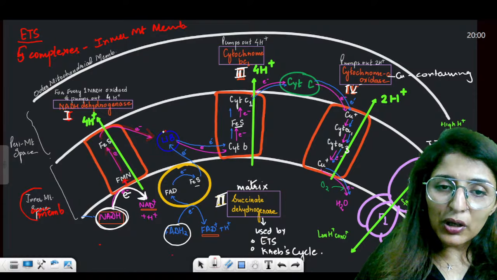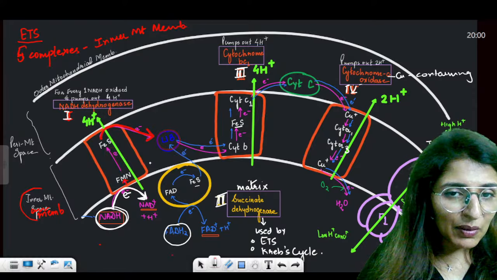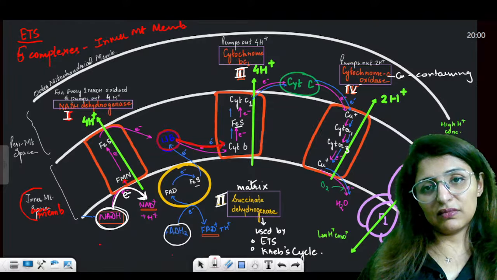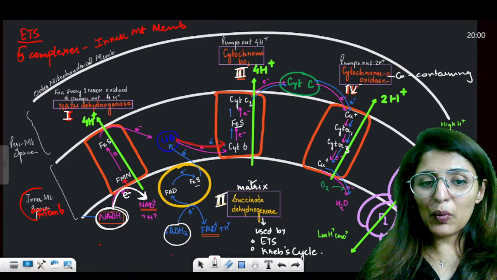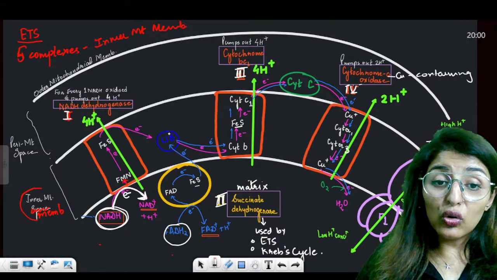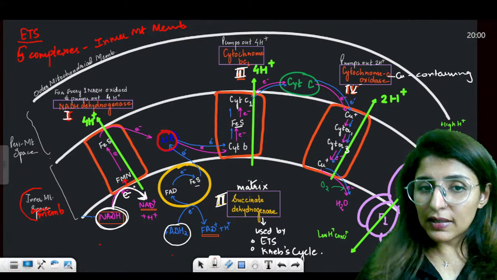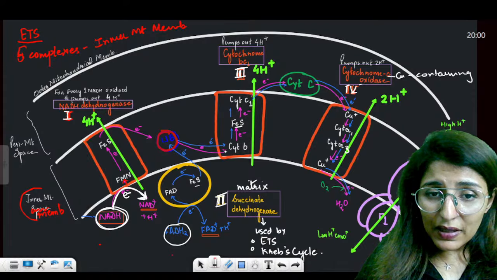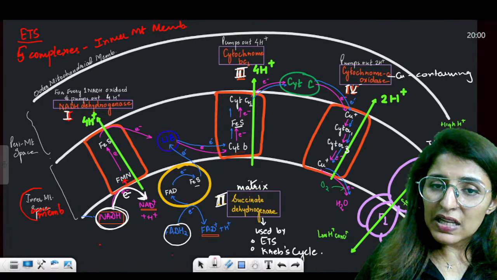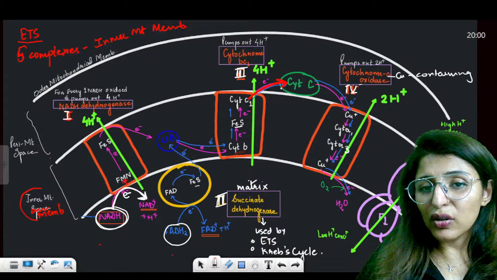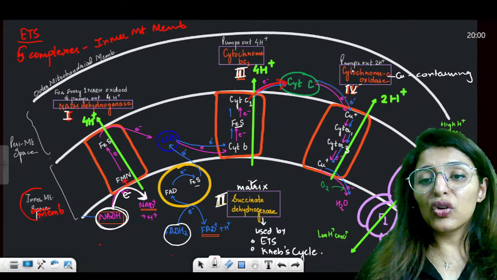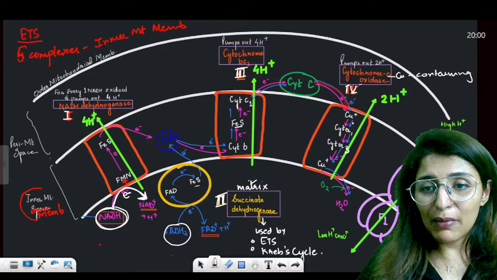Is that clear? Now, ubiquinone is present within the inner mitochondrial membrane. This ubiquinone will pass it on further to complex number 3. Do you see this? From complex number 1, the electron directly goes to complex number 3, cytochrome BC1, through ubiquinone. Is that clear? Then in complex number 3, cytochrome B, then FES, then C1. From complex number 3, it goes to cytochrome C. And from cytochrome C, this electron is handed over to cytochrome C oxidase, that is complex number 4.